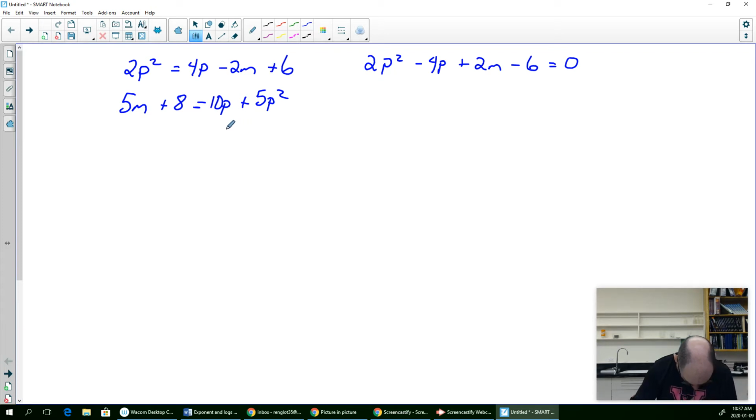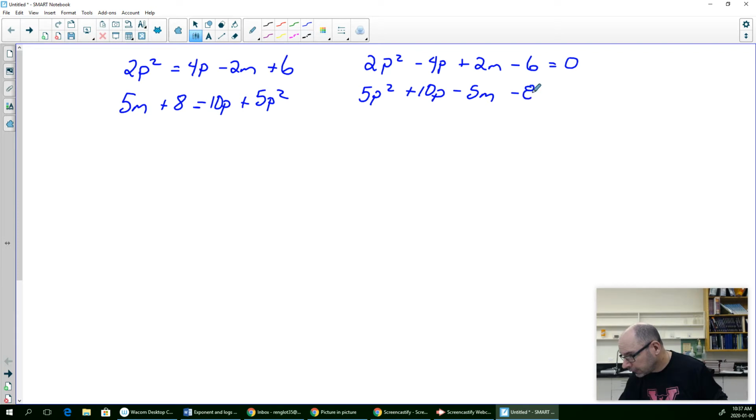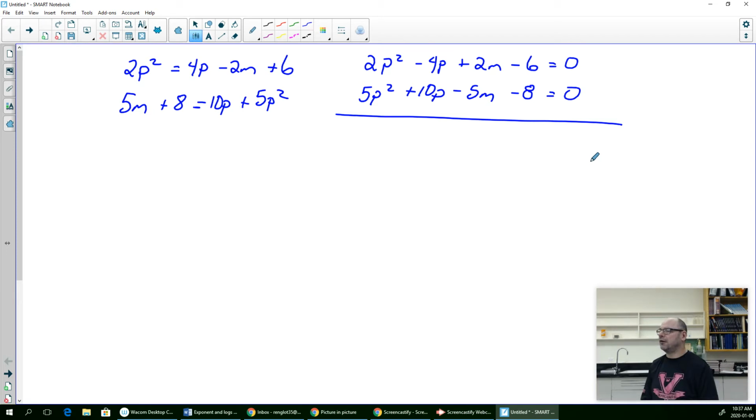So we're going to bring these two over here. So we're going to keep the 5p squared and the 10p. And then we're going to bring over the negative 5m. And then we're going to bring over the 8, which would be negative 8. Okay, so that gives us, we're going to be able to eliminate our m's here, but we have to multiply by a certain number to get these m's. We want to get rid of these m's, so then we're left with nothing but p's. And then we're going to get a quadratic equation.